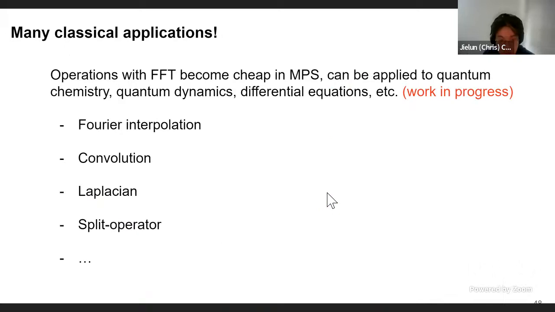So this actually implies many classical applications, because operations with the fast Fourier transform become very cheap in matrix product states. So we can apply it to quantum chemistry, quantum dynamics, differential equations, and so on. This is what I'm currently working on. For example, Fourier interpolation, convolution, the Laplacian, which can be diagonalized by the Fourier transform, and also split operator evolution in some quantum dynamics problems.